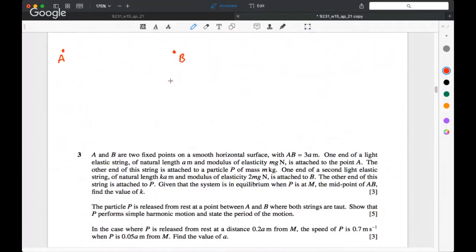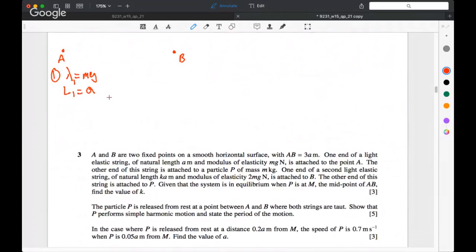Okay. One end of a light elastic string of natural length A and modulus of elasticity mg newtons is attached to the point A. So we've got a string here, natural length A. I'll call this string 1. It has what I'm going to call lambda. I don't know if you've been using the same symbol, but I'll call that the modulus of elasticity, mg. And it has natural length, which I'll just call L1. I'll put a 1 here so you know which one I'm talking about. Natural length A. I won't put everything down yet.